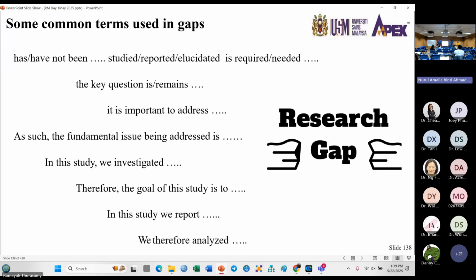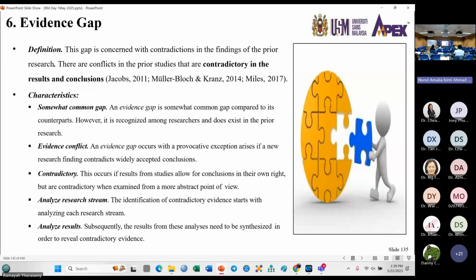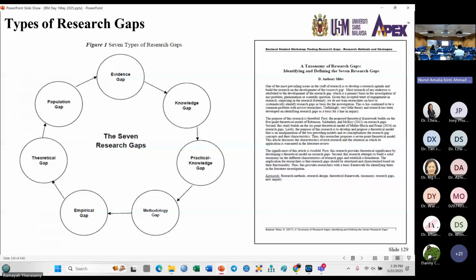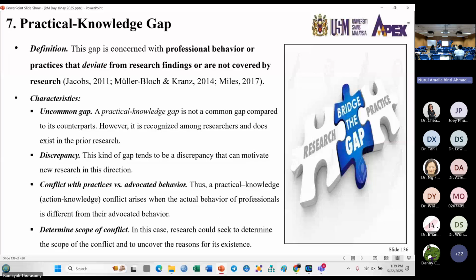You already forgot the gap, right? These are the 7 gaps, right? Okay. So which one? Knowledge gap. Okay, knowledge gap. So you can see that. And this is how she wrote.